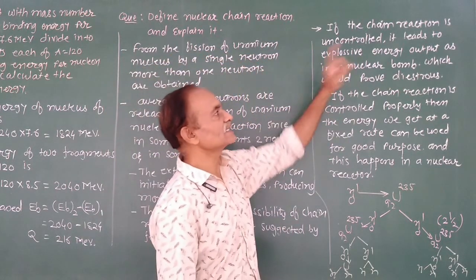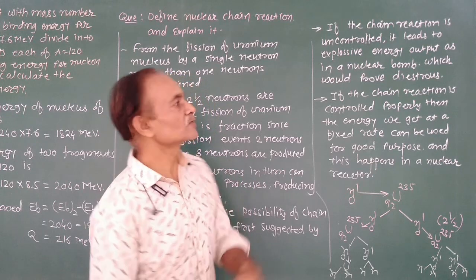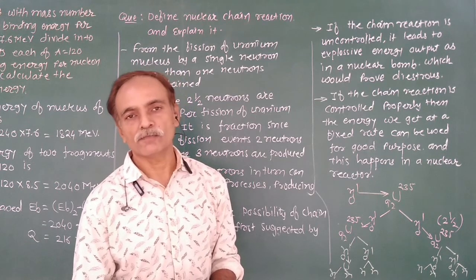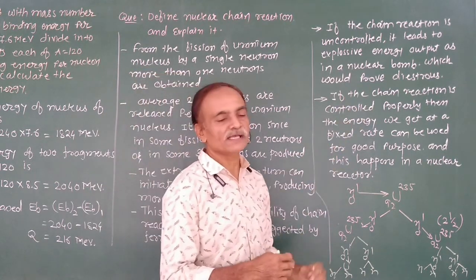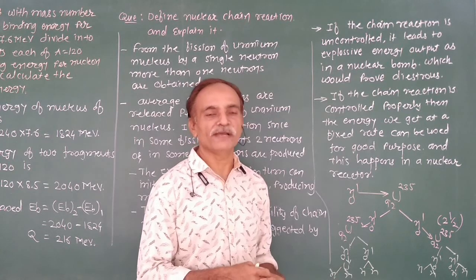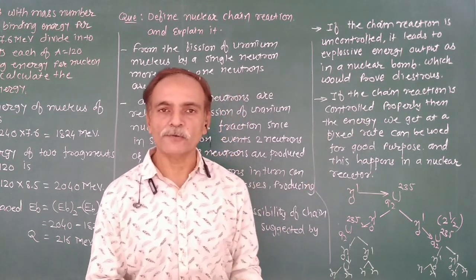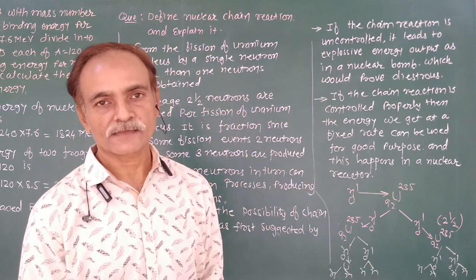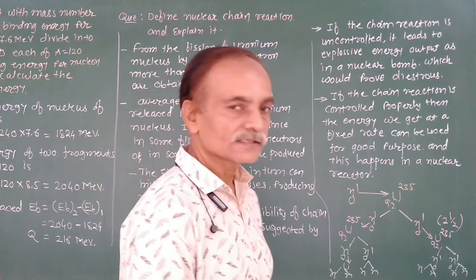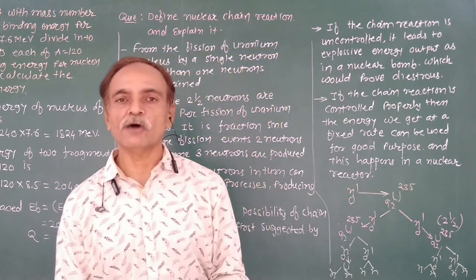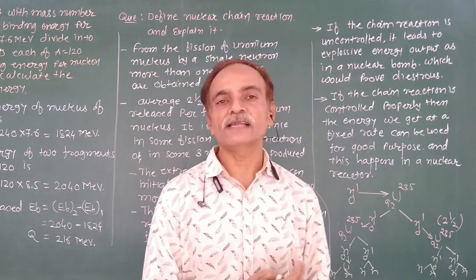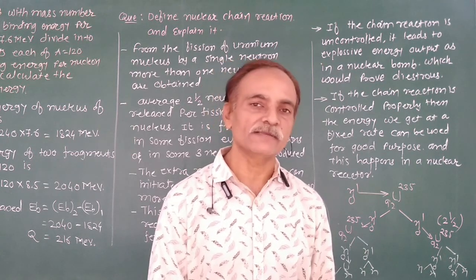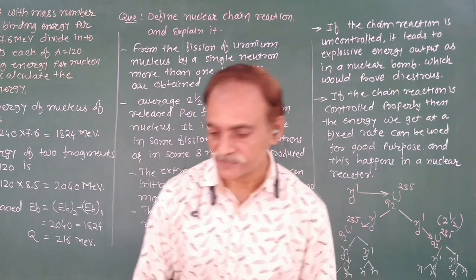If the chain reaction takes place in an uncontrolled manner, it leads to explosive energy output as a nuclear bomb. And if the nuclear chain reaction takes place in a properly controlled manner, that is the principle of the nuclear reactor. We get the energy at a constant rate, and this energy is helpful to us. In the next lecture, we will discuss what difficulties arise in the nuclear reactor or the nuclear chain reaction, and how we overcame these difficulties. That is the most important question.